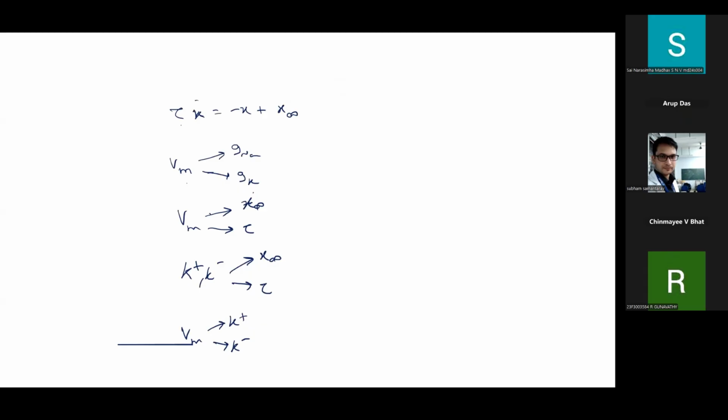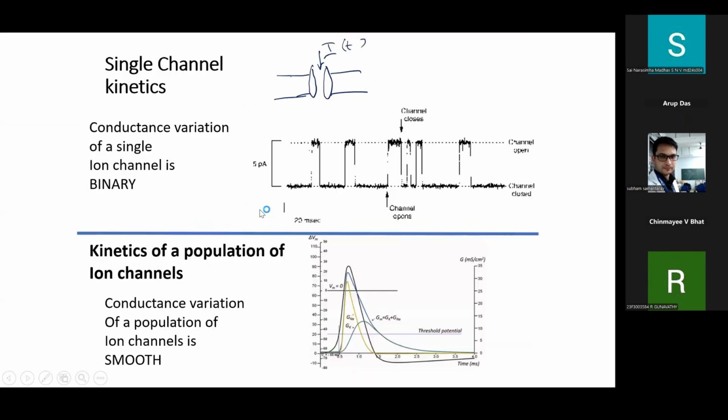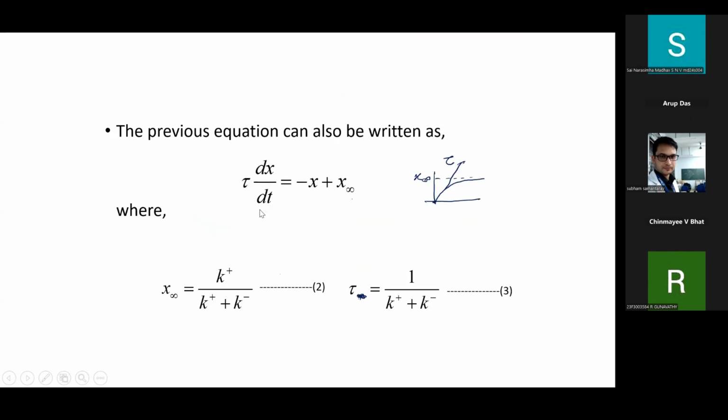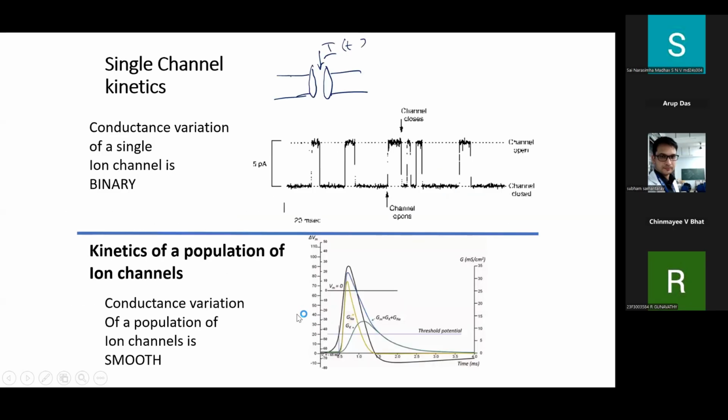So how do you get this voltage dependence? We said that you can represent this channel kinetics in terms of these two parameters, x infinity and tau. X infinity is a steady state value. Tau is the rate at which the steady state value is approached, given in terms of k plus and k minus.